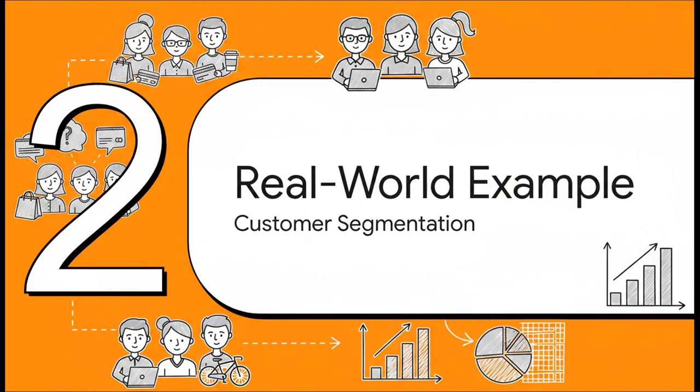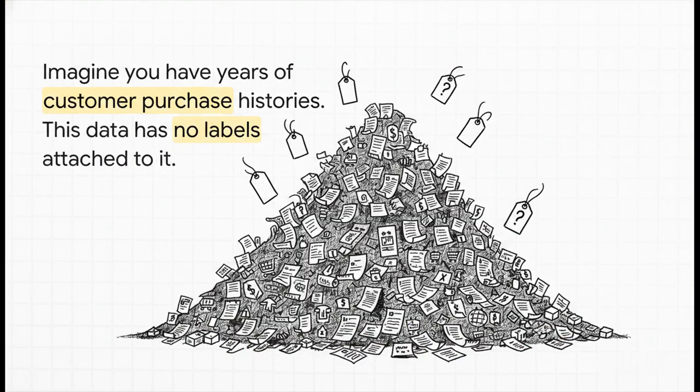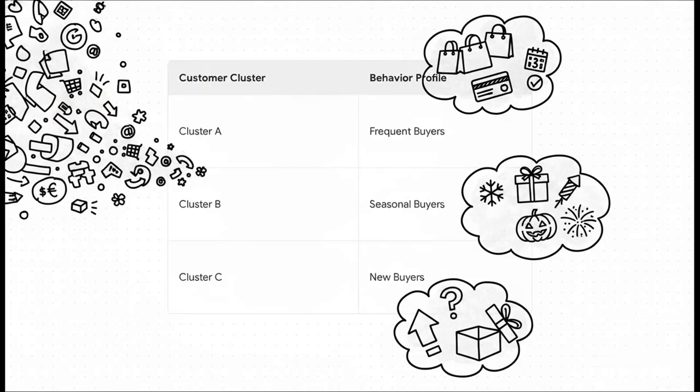Okay, let's make this way more concrete. We're going to use a classic, real-world example that businesses use constantly: customer segmentation. So, picture a company that's collected years and years of raw customer purchase data. Just a massive list of who bought what and when they bought it. But there are no labels. Nothing says this is a loyal customer or this is a one-time shopper. Now, an unsupervised model takes all this raw data and just gets to work. Without any instructions, it starts to find similarities in how people shop, and suddenly these distinct clusters just emerge. It might automatically group customers into frequent buyers, seasonal shoppers, and new buyers. And here's the amazing part: no one told the machine those categories even existed. It discovered them all on its own.